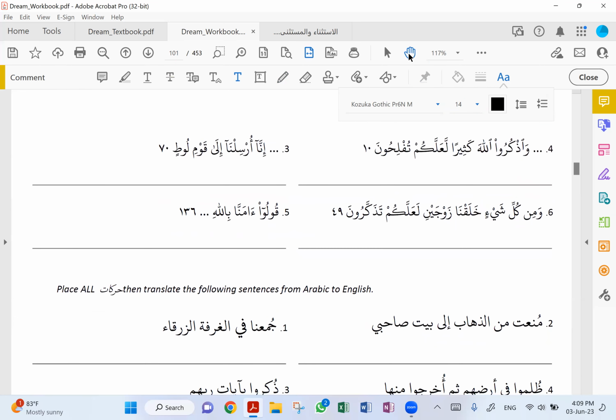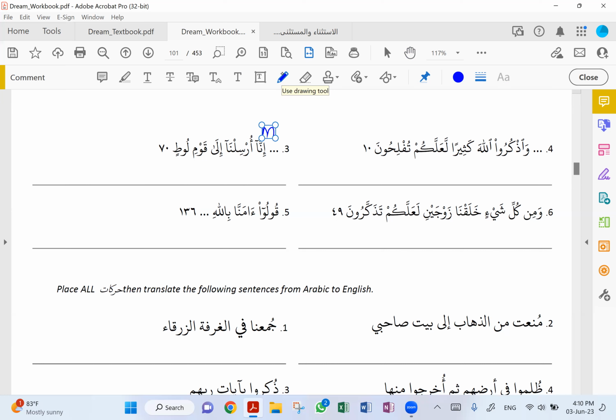Number 3. إنا أرسلنا إلى قوم لوط. Inna and ismu inna. Then ursila, passive madi. Na is the file. Nahnu. We were sent. So it's naibul file. Yes, that is fine.